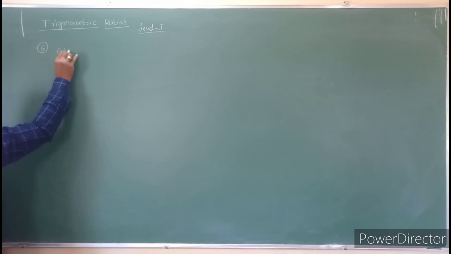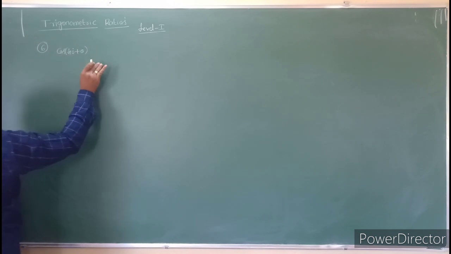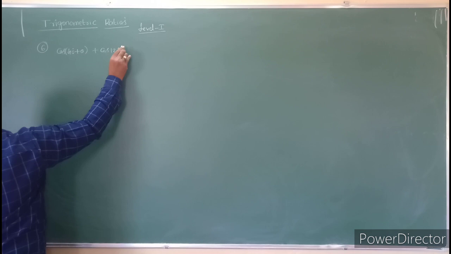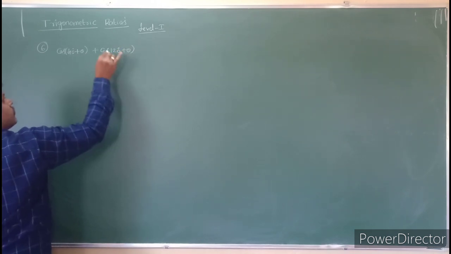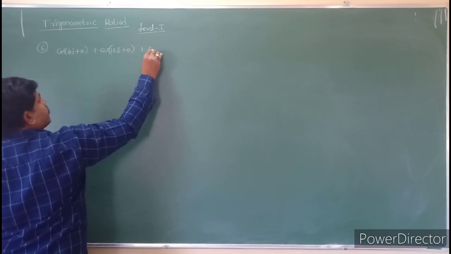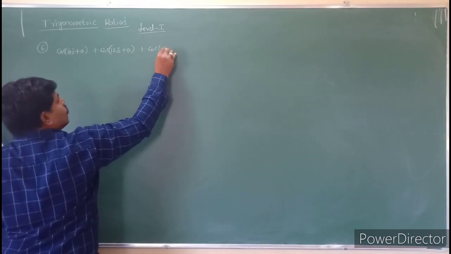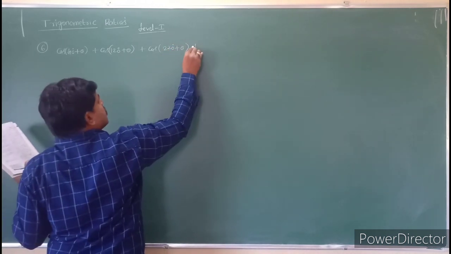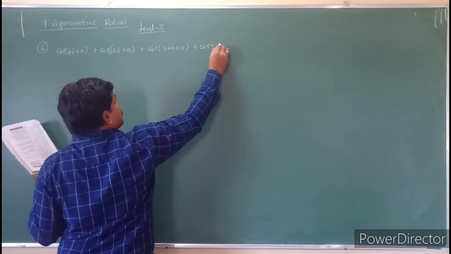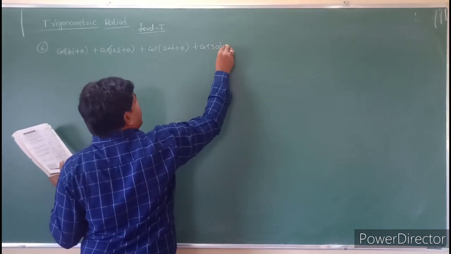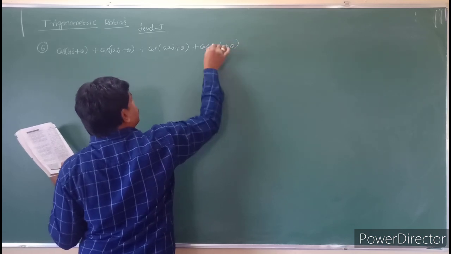Cos 40 degrees plus theta, plus cos 120 degrees plus theta, plus cos 220 degrees plus theta, plus cos 300 degrees plus theta.